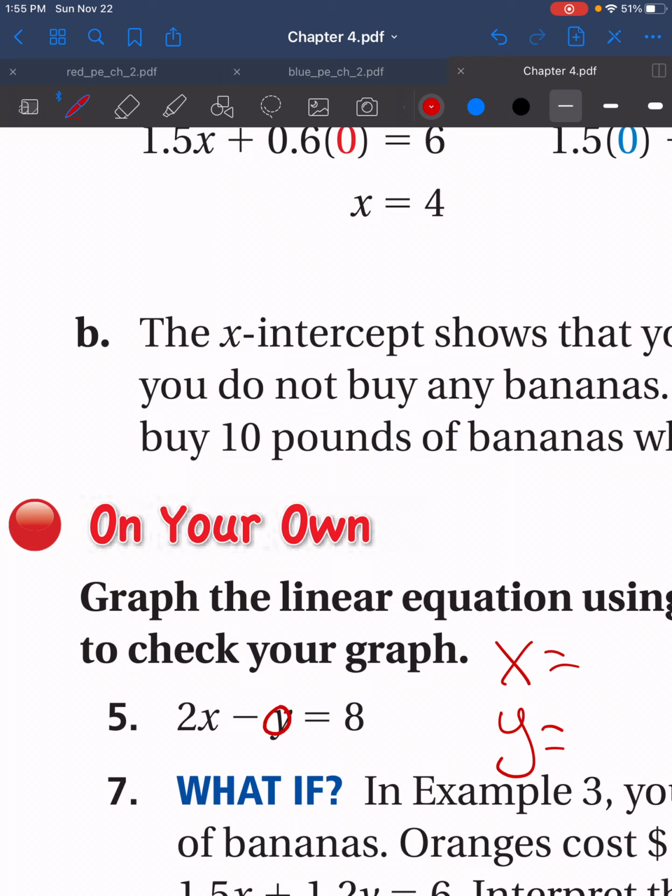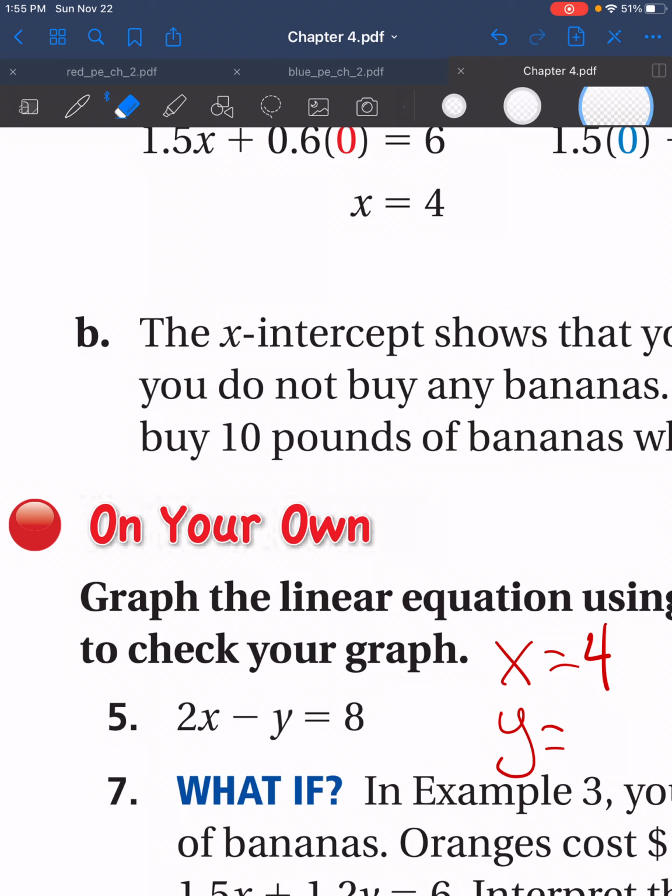Y, you are now 0. 2x minus 0, guys, that means it's nothing. It's gone. Now I'm just left with 2x equals 8. Write this down. How do I get x by itself? Divide by 2, divide by 2, x equals 4. That means my x-intercept is 4.